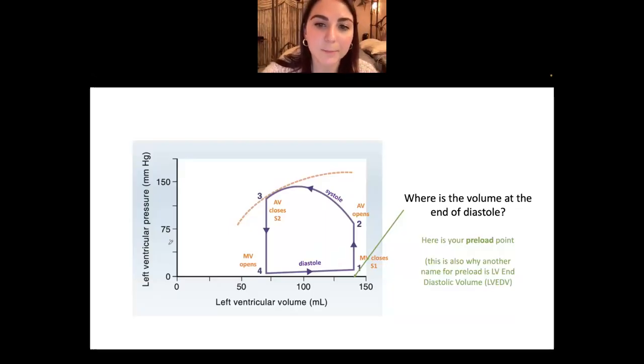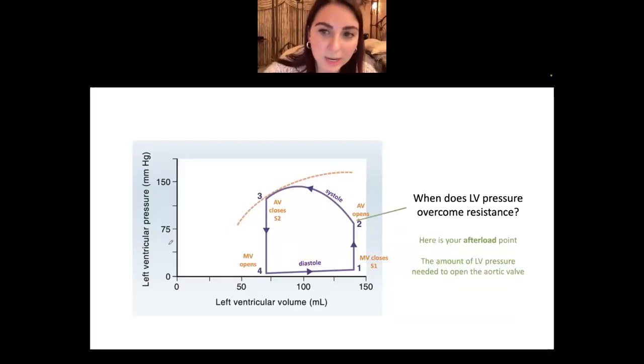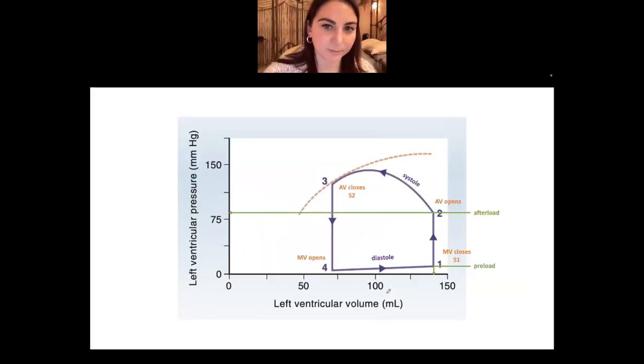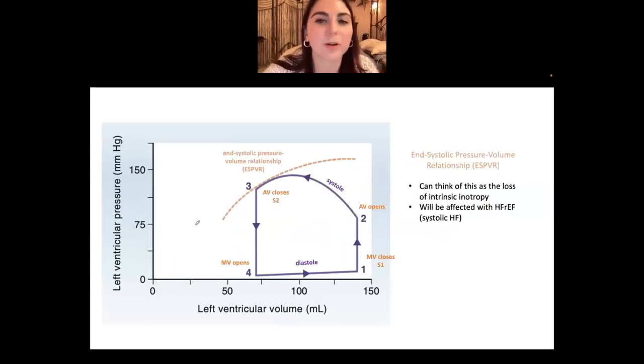So something like preload would be an answer on the x-axis. Something like afterload would be something on the y-axis, okay? So even though here's your afterload right here, you don't draw a line down, you draw a line across. Preload, you draw a line down, okay? All right, just wanted to point that out. So remember, preload down, afterload across.